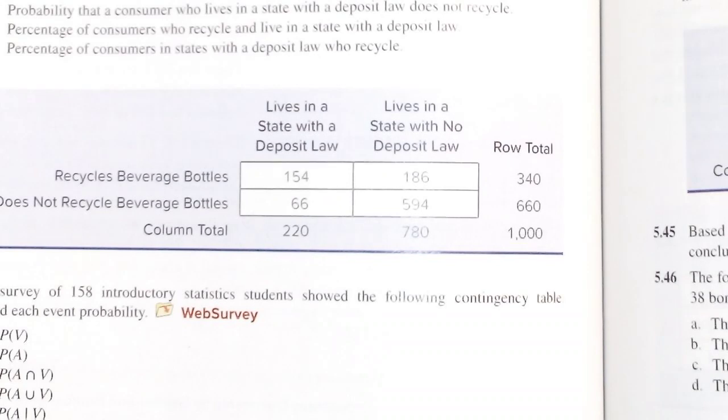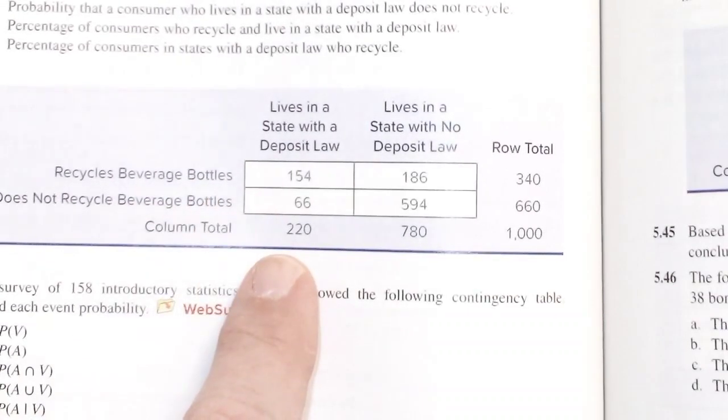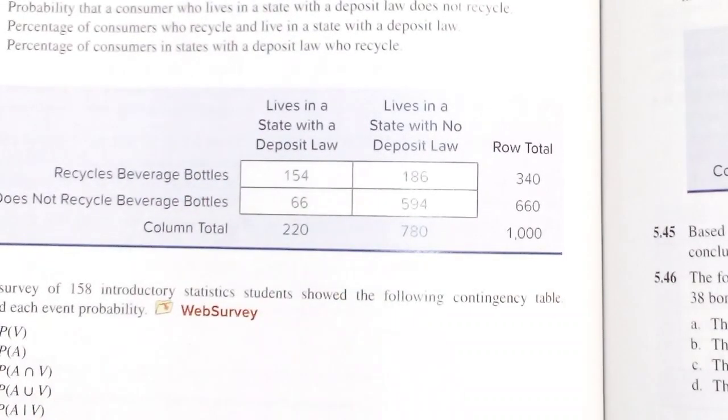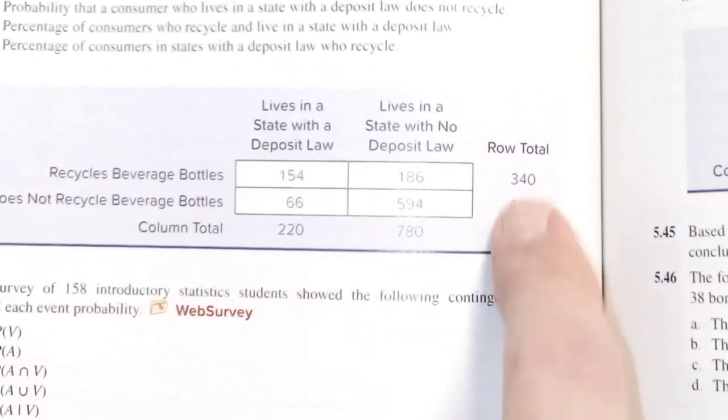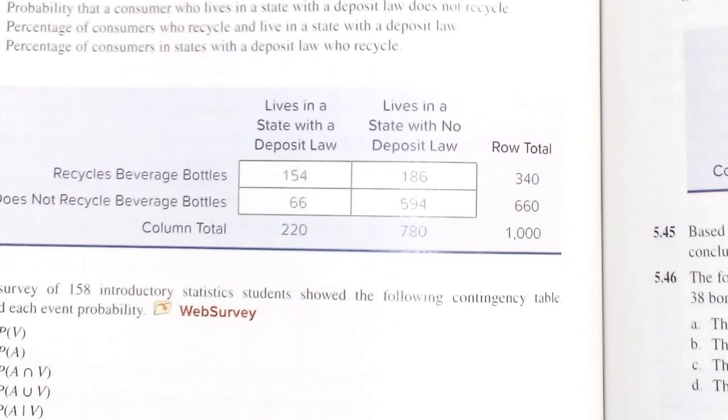70, because the other one was 30, right? The chance of not recycling was 30%. So the chance of recycling must be 70%. 70% versus 34%, those are not independent. The probabilities aren't the same. Knowing that someone lives in a state with a bottling law, with a deposit law, changes whether or not you think they will recycle.